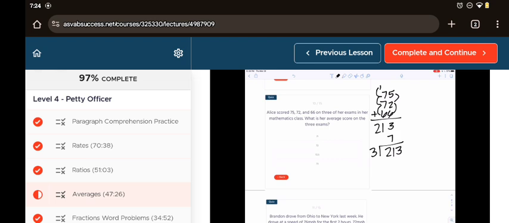So 3 goes into 21 7 times. 3 times 7 is 21. 21 minus 21 is 0. I'm going to bring down the 3. 3 goes into 3 1 time. 3 times 1 is 3. 3 minus 3 is 0. So my answer is 71.